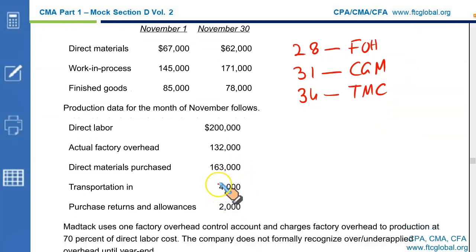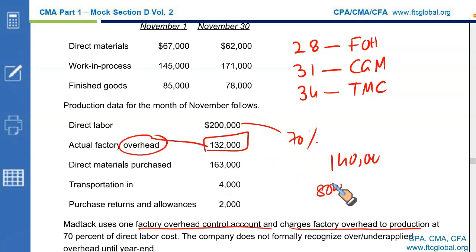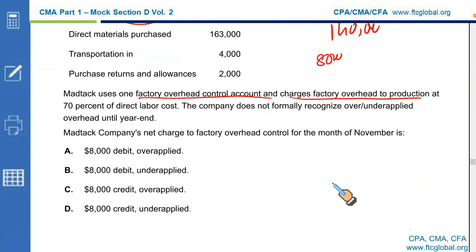This is the FOH actual. And here it says that the factory uses a single factory overhead control account and charges factory overhead to production at 70% of direct labor. 70% of direct labor means the overhead applied is 140, whereas the actual is 132. Again, 8,000 over applied, and it will have a credit balance in your control account as we discussed a little while ago. So that gives you A to be the correct option.